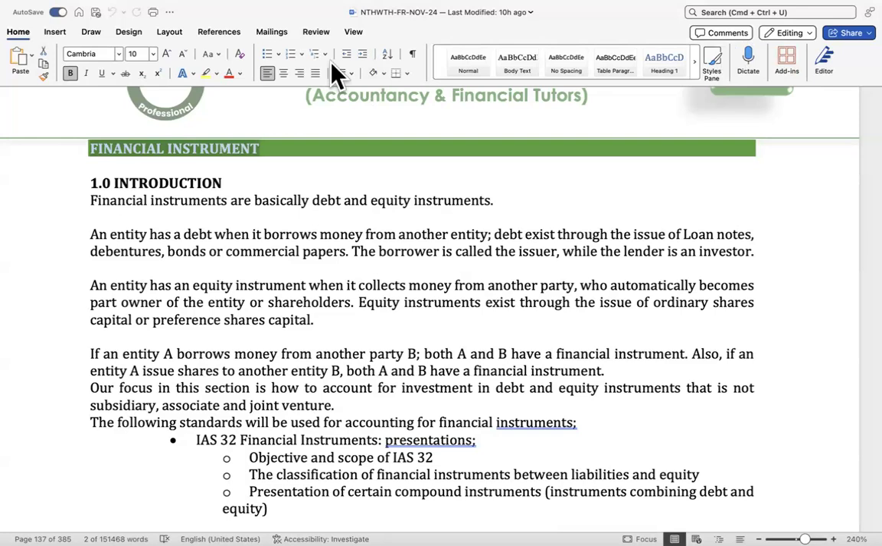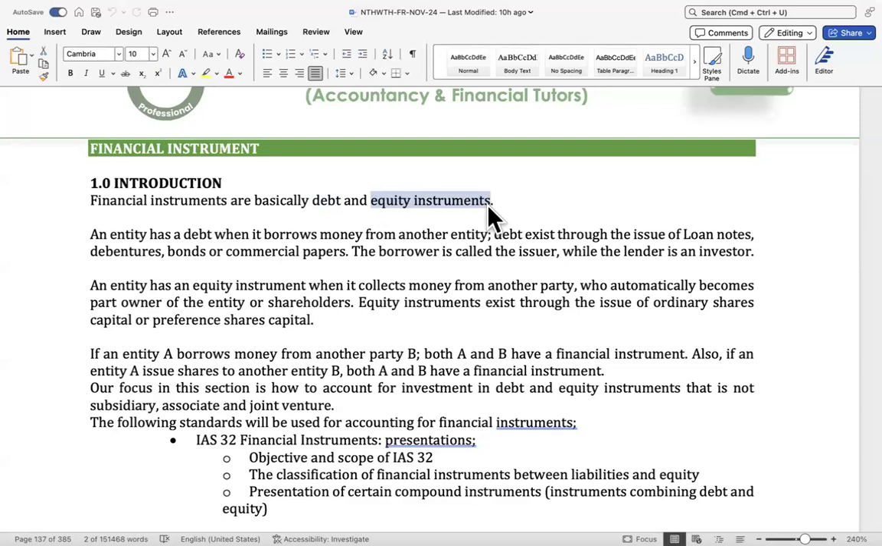So the first thing we need to quickly clarify is understanding what financial instruments means. If you look at the first paragraph of my note, I said that financial instruments are basically debt and equity. And that is true. So fundamentally, what we're going to look at all through this topic would be all about debt and equity.